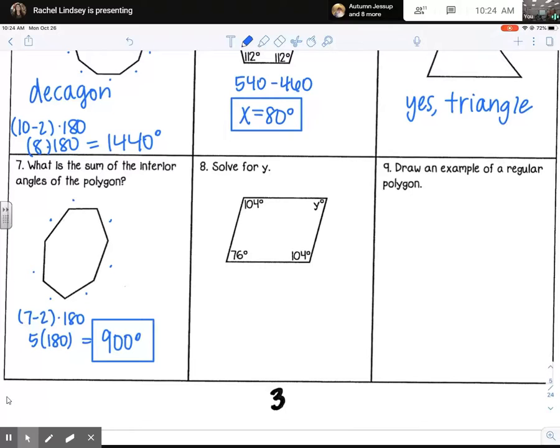Okay, so we have a quadrilateral on number 8. So 360 minus the sum of the angles we already have. 104 plus 104 plus 76 is 284, then 360 minus 284 gives you 76.